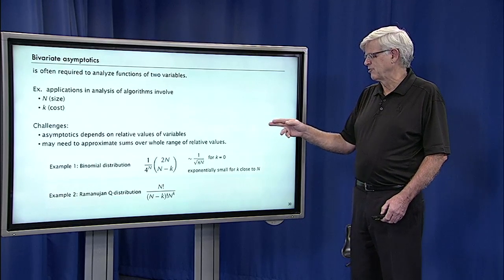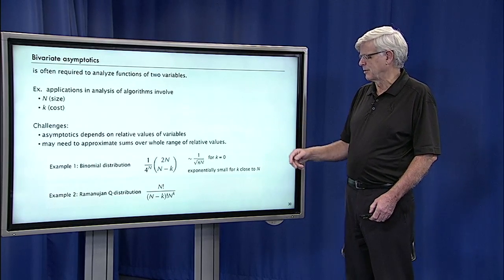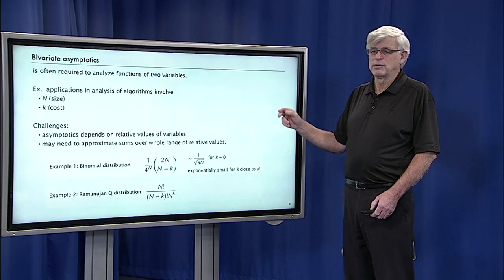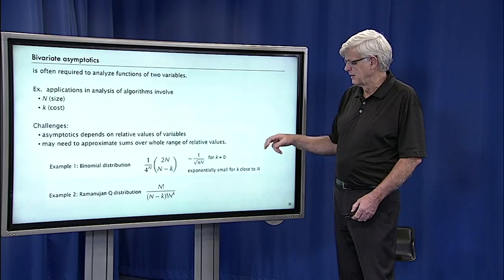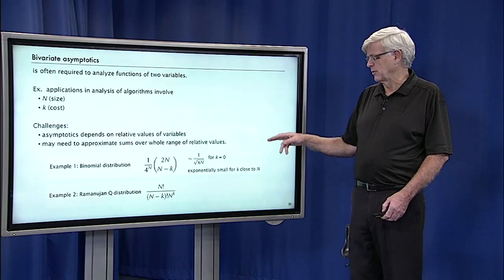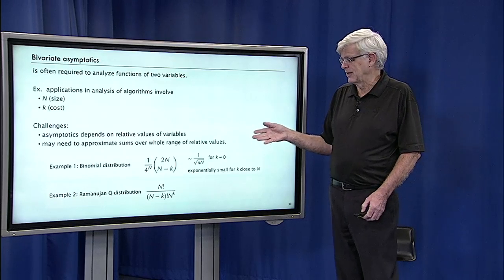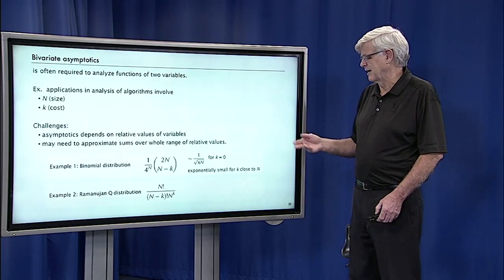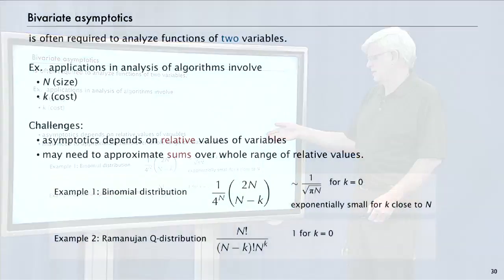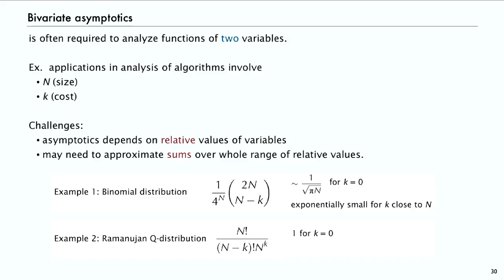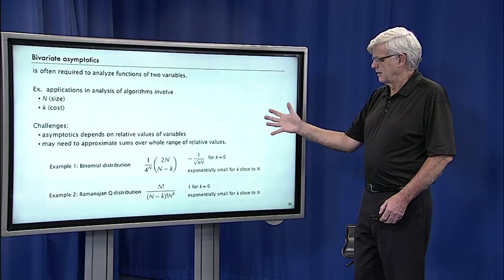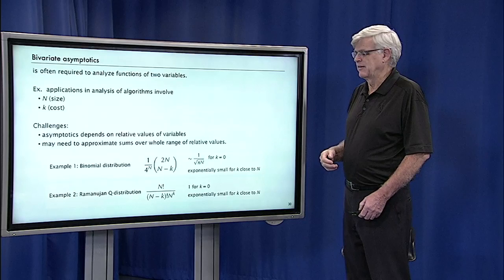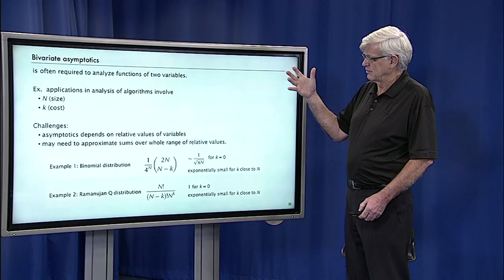Another example is called the Ramanujan Q distribution. It's actually kind of similar. Binomial coefficient is n factorial over n minus k factorial k factorial. This one's n factorial over n minus k factorial n to the k. And that actually arises in the analysis of several classical algorithms. In that one, if k equals 0, it's just n factorial over n factorial, it's 1. But if k is close to n, that one is exponentially small. n to the n is way smaller than n factorial. So those are the types of functions and the types of challenges that we face with analyzing functions of two variables.